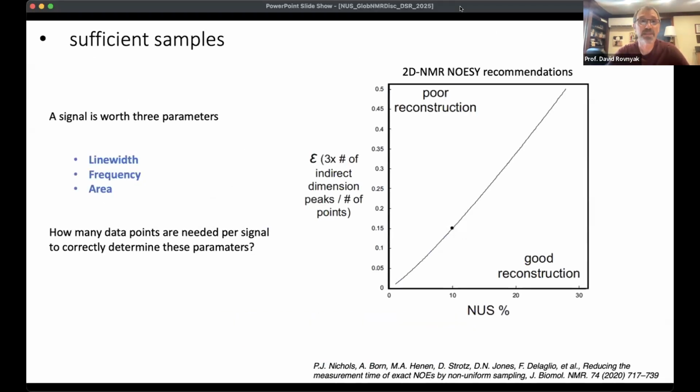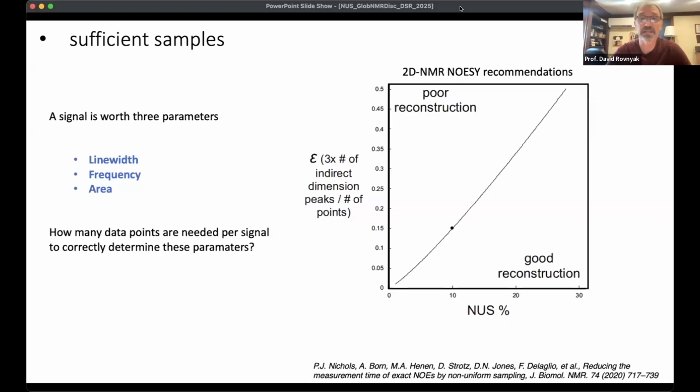So we've already heard about this. You want to have sufficient samples in order to detect the number of signals that you expect in your spectrum. And it's worth just pausing to realize that every peak represents three things that you want to know. You want to know its line width, frequency, and area. And the number of parameters that you might have to extract can be quite large. If you expect something like 8 signals in a given slice of your 2D NMR spectrum, you're trying to now recover 24 parameters from one slice of your spectrum.